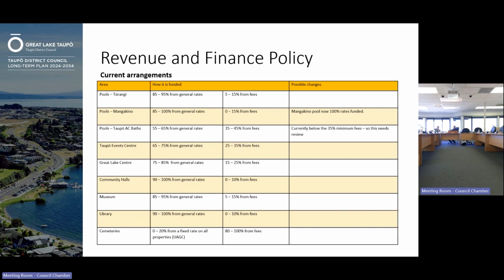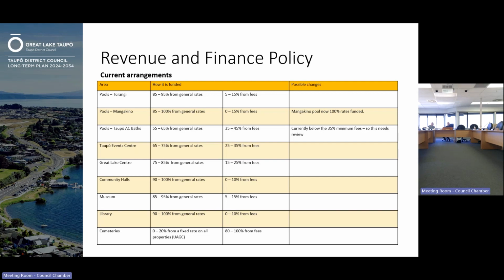At community halls, there's a very small amount of revenue actually coming from users, and they're pretty much provided by ratepayers. Museum and library the same. And then the last one is cemeteries, which is almost entirely funded from fees. It's an interesting one, isn't it? I mean, everyone dies. I think the costs are relatively low.